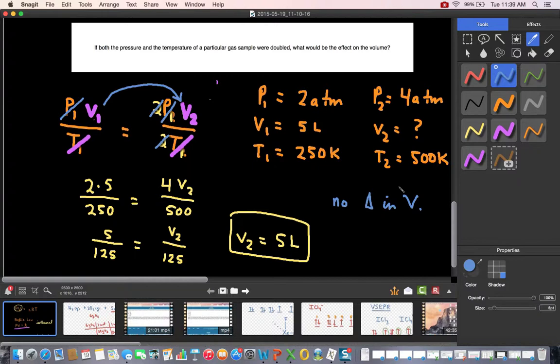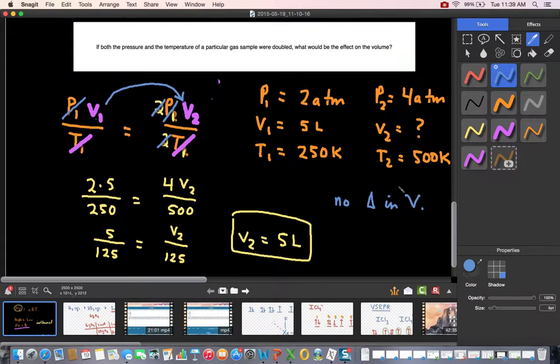Now, let me read the answer choices for this particular problem. A, the volume would quadruple. That's obviously incorrect. The volume would decrease by a factor of 4. That's incorrect. The volume would double. That's incorrect. The volume would remain the same. That is the credited response. So in this particular question, the credited response is answer choice D.